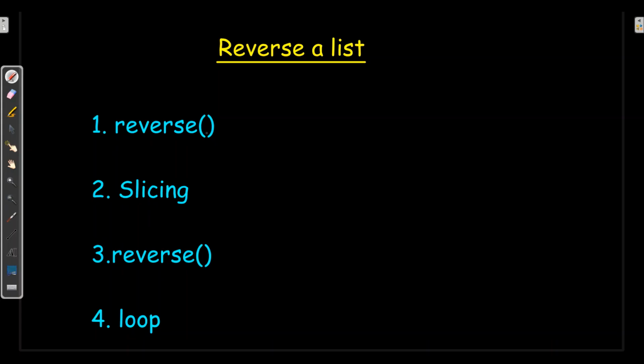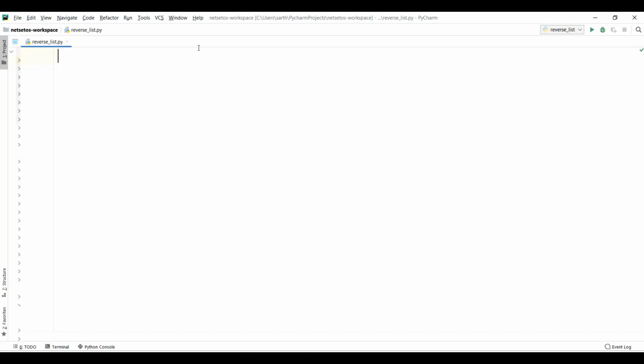So for reversing a list, we can answer in 4 ways. First, the reverse built-in function, slicing, and this will be reversed, which is also a built-in function. And the fourth one will be using the conventional method, that is, without using any built-in function. So let's start and we'll understand 4 of them one by one.